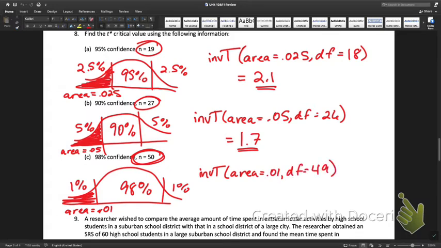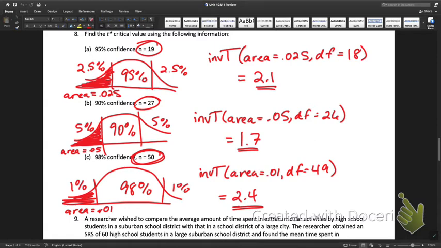Plug that in, and you'll get your answer. You're going to drop the negative, and you should have gotten 2.4. Make sure you can do inverse t, second vars, inverse t. You're going to definitely need that on your test.